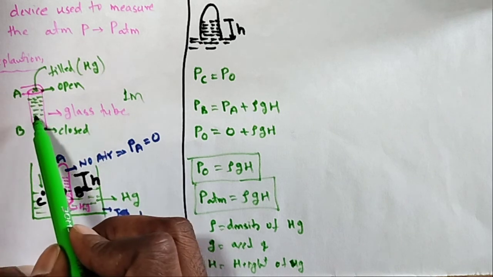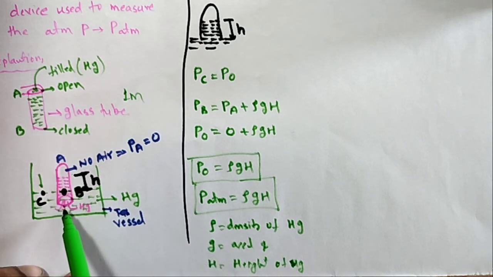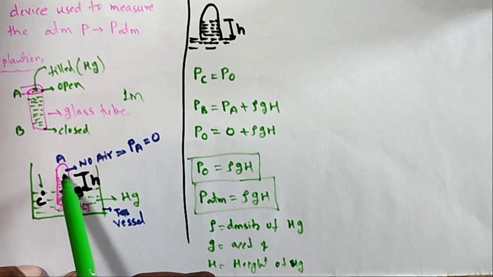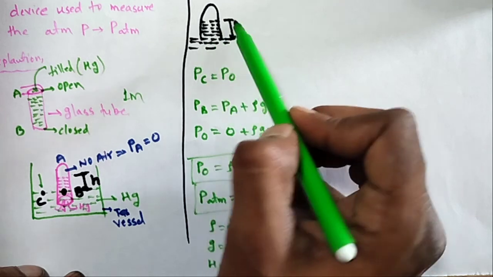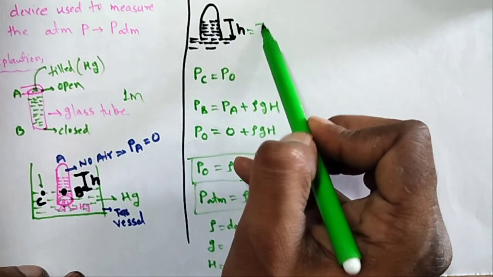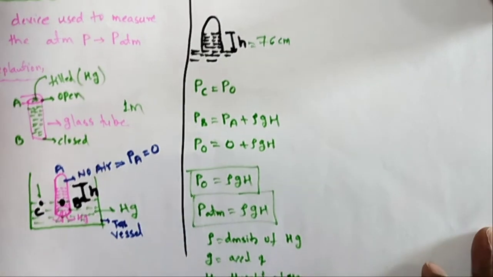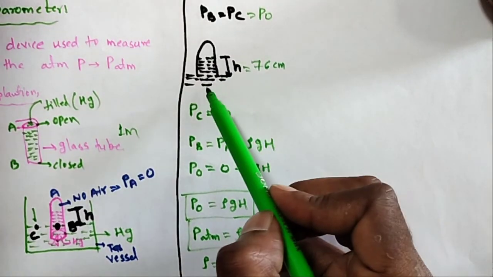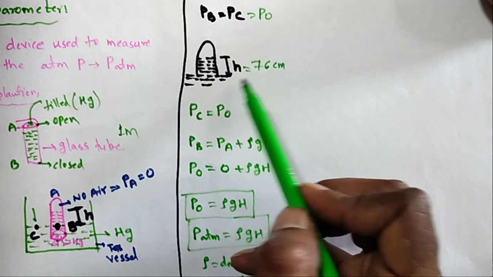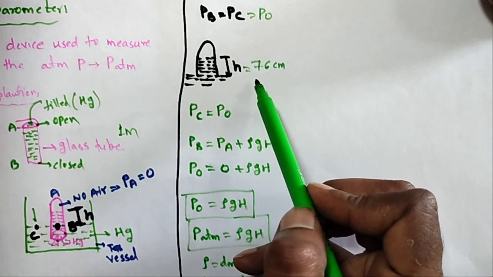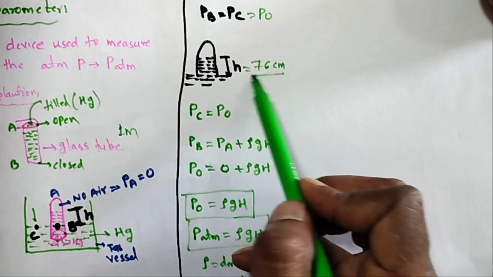So when this tube is inverted inside the vessel, what happens? Some mercury goes down, so its height becomes 76 centimeter. Inside the tube after inversion, what is the height of the mercury column? It was explained by the scientist. Okay, so that is 76 centimeter.